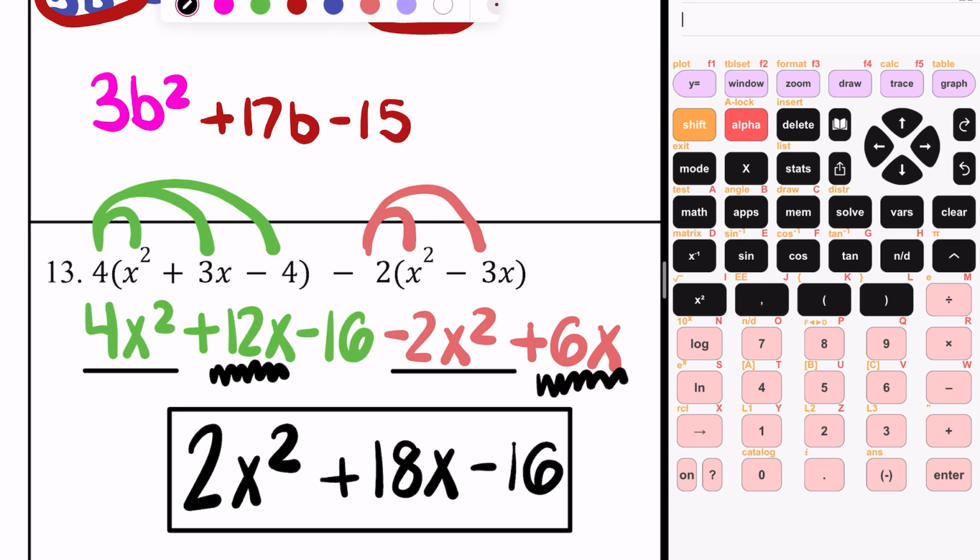Some questions we could ask you about a polynomial like this is, what is the degree? Remember, degree is the highest exponent, which here is 2. We could also ask you, what is the leading coefficient? That is the number in front of the highest exponent, which here would also be 2. Or we could ask you, what is the constant? Constant is the number without a variable, which is the negative 16.